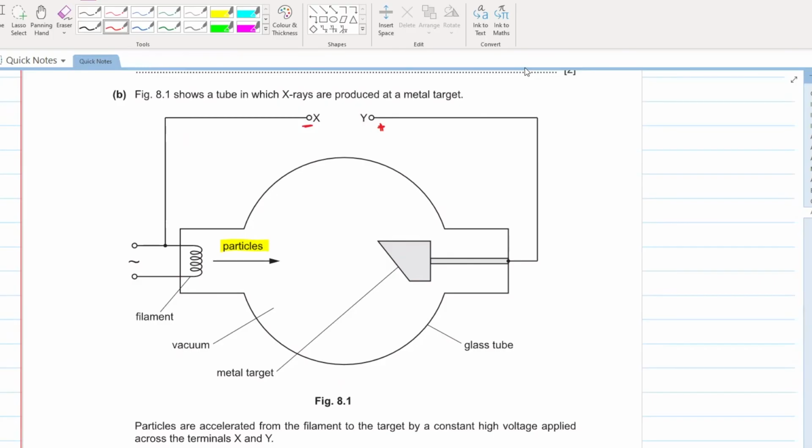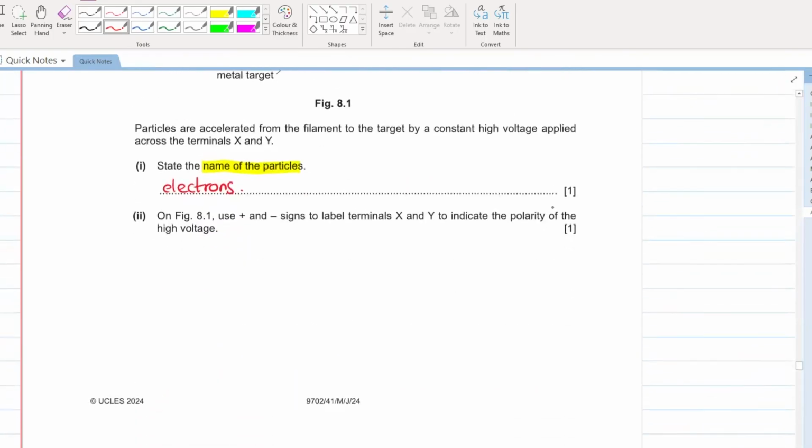Very, very good. Y positive, X negative. Yeah, well done.